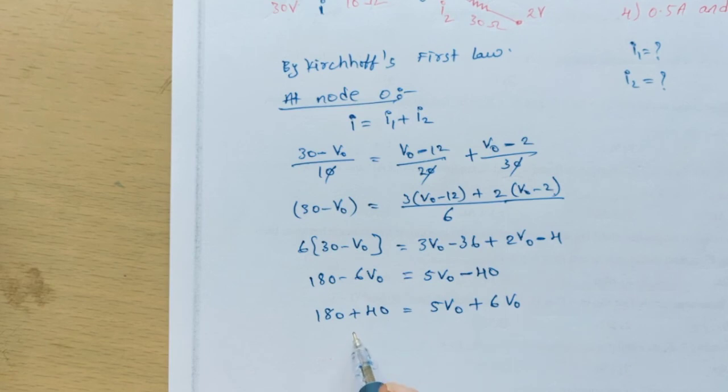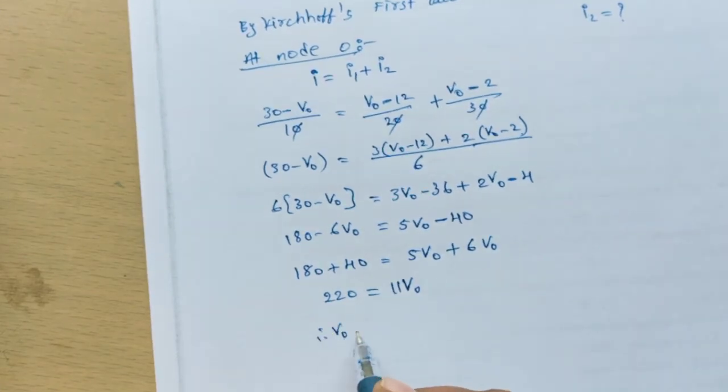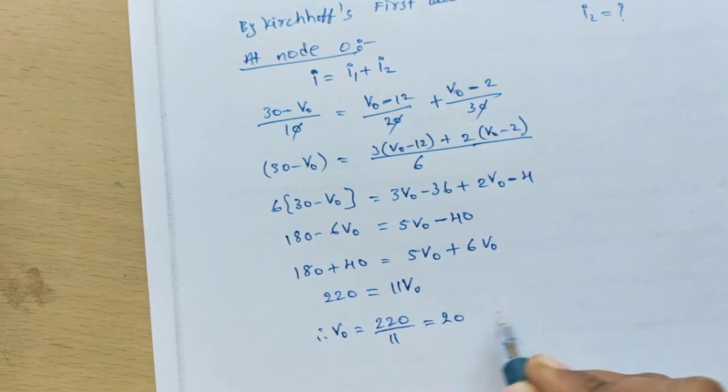So students, 180 plus 40 is 220. 220 is equal to 11 V naught. Therefore V naught is equal to 220 by 11, which is equal to 20 volts. This is the V naught value.